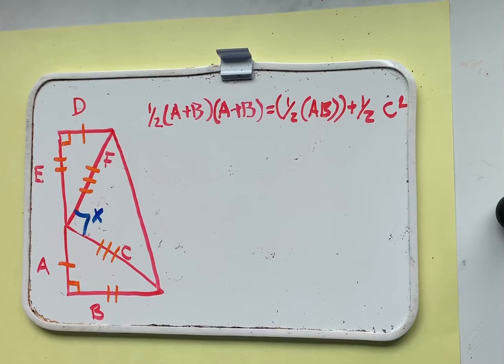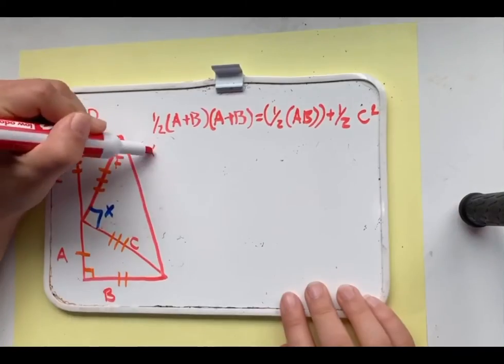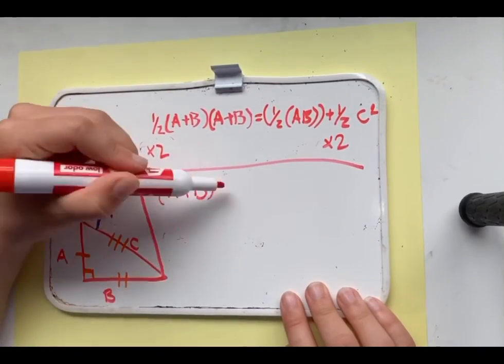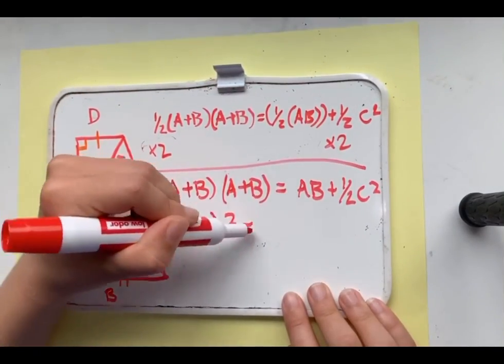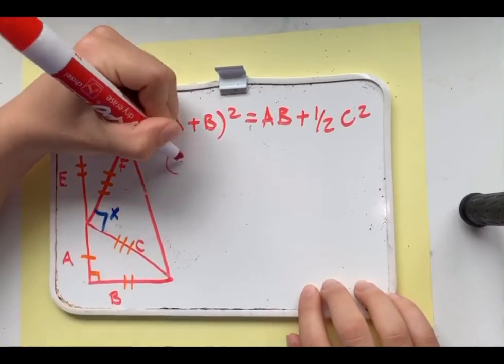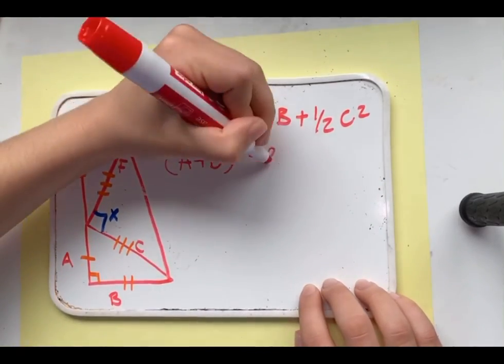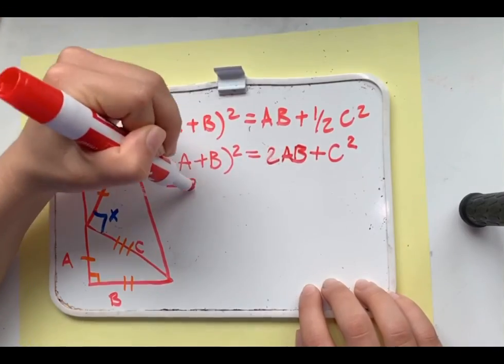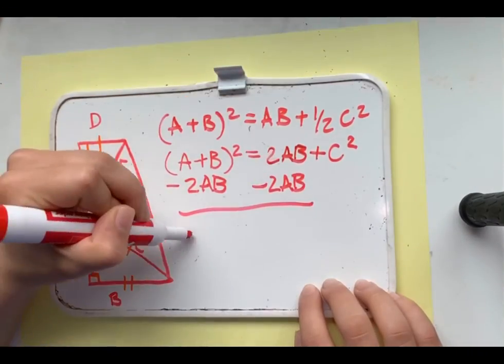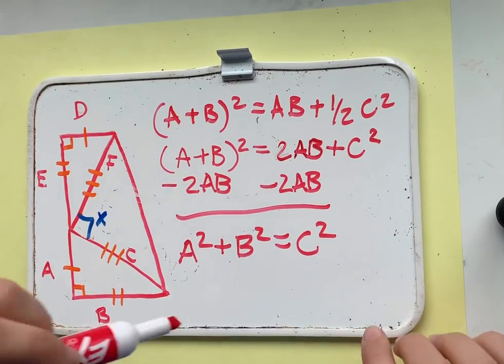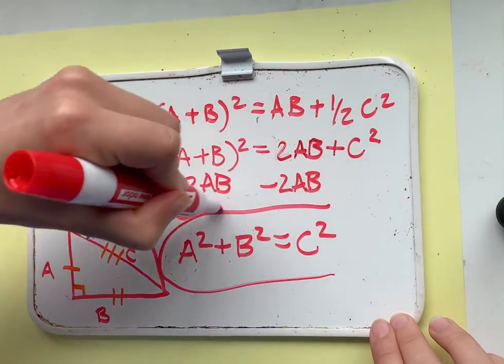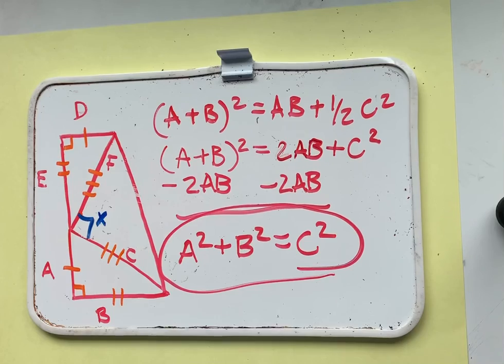Lastly, for the sixth and final step, we are going to simplify the equation from the last step. After the equation is simplified, it comes out to a squared plus b squared equals c squared, which is the Pythagorean theorem.